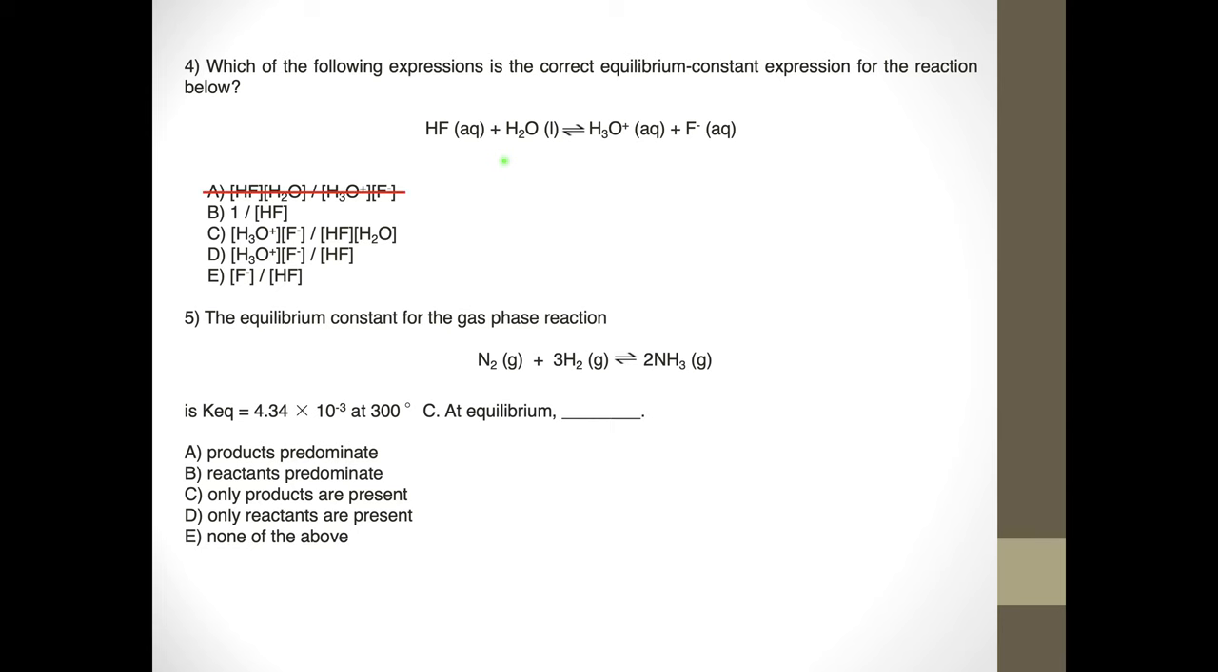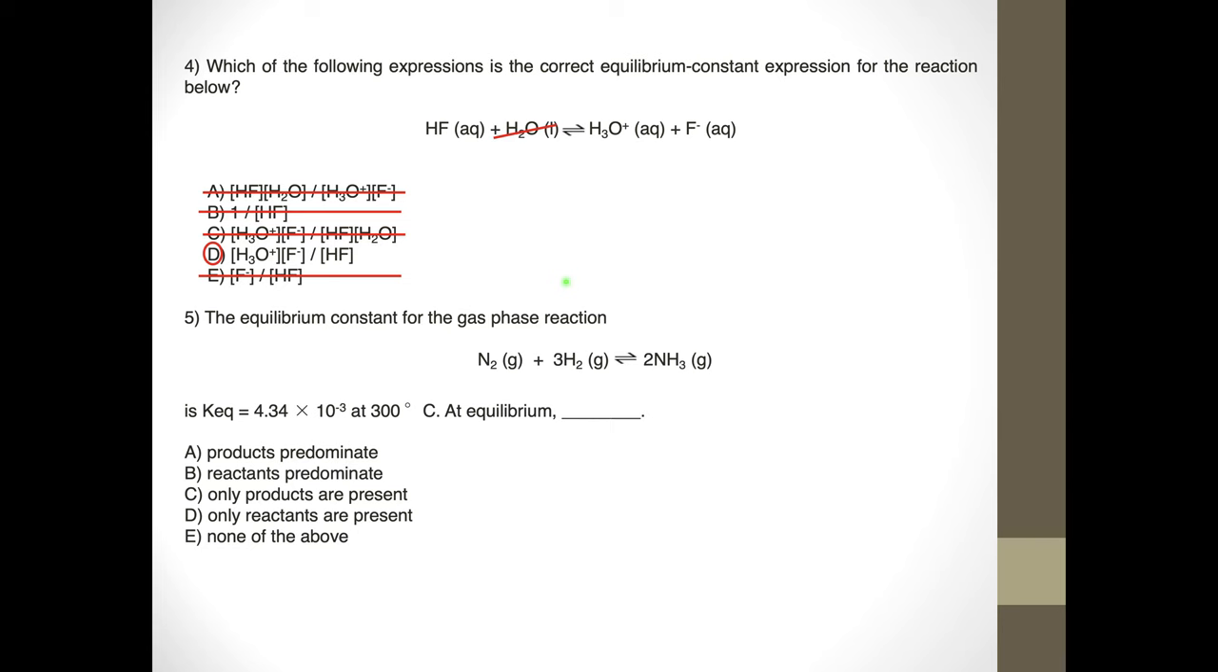So in that way, you can basically remove A and you can remove C. Now that you don't have water as part of the equation, we need to have all the other three as part of the equation. As you can see, B has just the HF, so B can be removed, and also the last one, E. The hydronium ion and fluoride ion are going to be the products, so they're going to be on the top of the expression, divided by the reactant, which is going to be HF. So that's why letter D is your correct answer for number four.